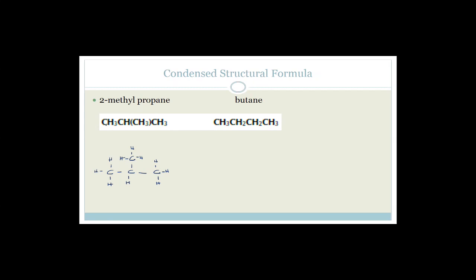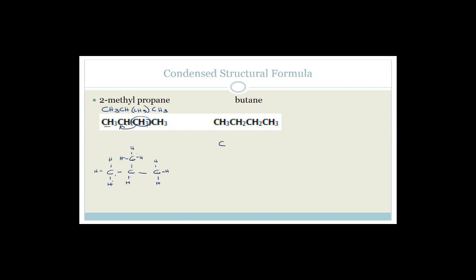Okay, so what are we saying? On the first carbon, it's a bit fuzzy, isn't it? Let's just write CH3CH(CH3)CH3. Okay, so what are we saying? We're saying on the first carbon, there are three hydrogens, one, two, three. On the second carbon, there is a hydrogen, as well as another carbon which has three hydrogens on it. That's what that bracket means. It means it belongs to that carbon. And then there is another carbon with three hydrogens.